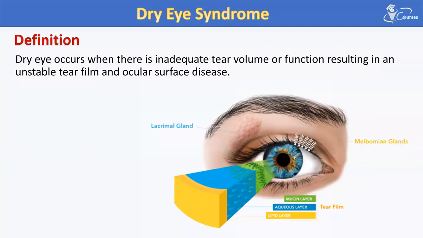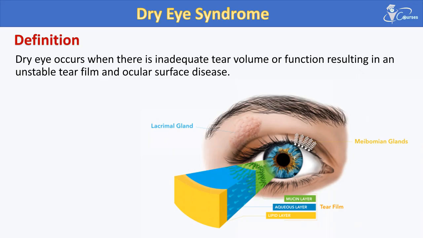First of all, let's have a solid definition of what is dry eye. A dry eye is a condition where there is inadequate tear volume or function, resulting in unstable tear film and ocular surface disease. You may encounter a patient who tells you, doctor, I have a burning sensation in my eyes. And when you tell him that he has dry eye, he tells you that I already have overflow of tears.